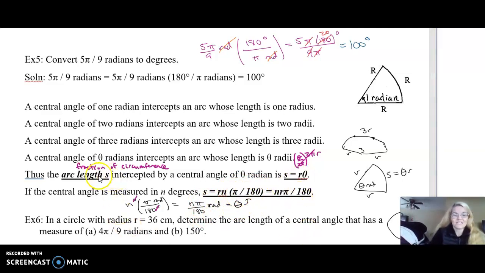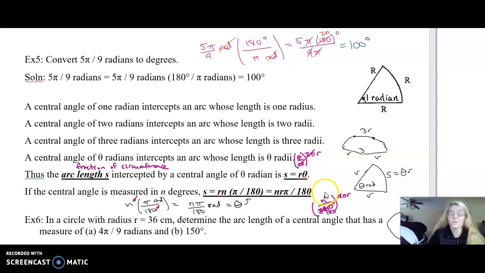Or again, if it's in degrees, I would just write it as n degrees over 360 degrees, which is the fraction of my circle, times 2 pi r, my circumference. And what do we notice? The 2 and the 360 divide out, and you're going to have 180 left at the bottom. So you're going to have n r pi over 180, and again the degrees units cancel out. So arc length is a fraction of a circumference.